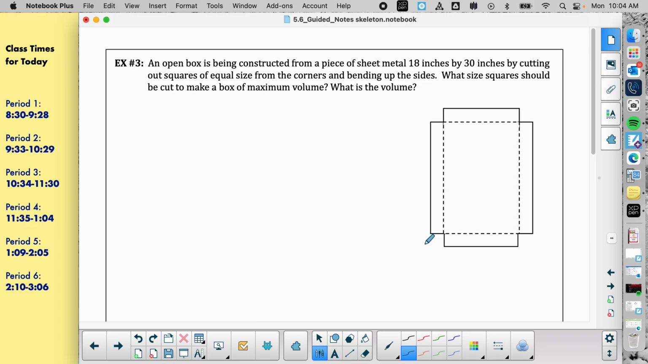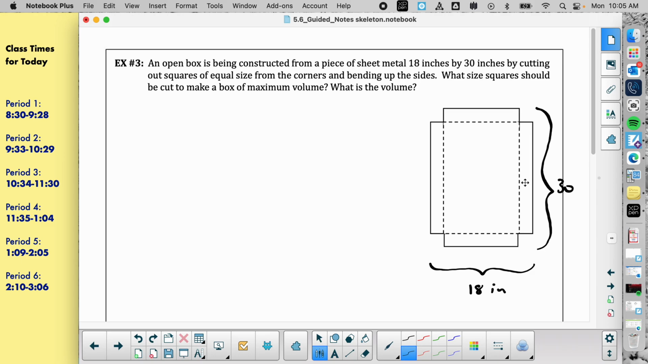Okay, so this one tells us, oh, I guess this is a metal box, whatever. Piece of sheet metal that is 18 by 30. Now the 18 is not this. 18 is from far left to the far right. And the 30 is from the very top to the very bottom. What size squares should be cut to make a box of maximum volume?